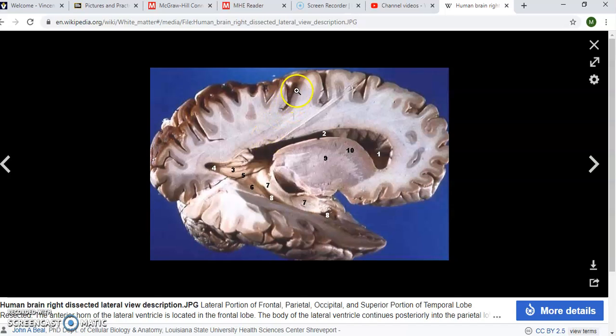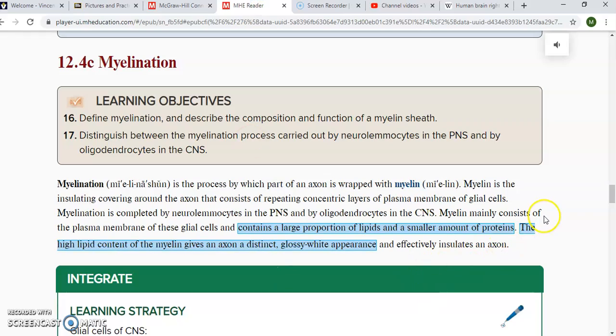In the gray matter area, we don't have a lot of myelin. We mainly have cell bodies and synapses in that area, and we don't have axons with a bunch of myelin. So that's the reason we have gray matter and white matter that we can see in our brain and spinal cord. Okay, so back to our textbook on myelination.